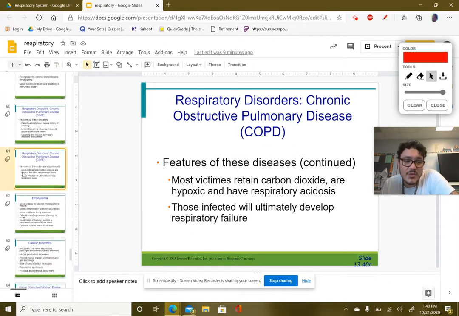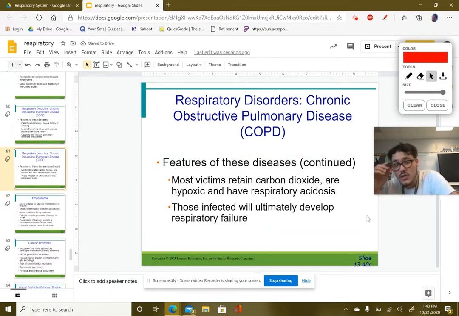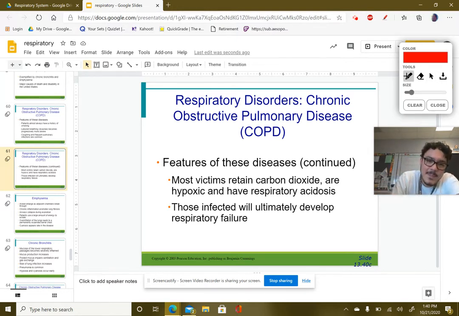Now, what's the end result of this? Victims of this disease, continued: most victims retain carbon dioxide, which I realize is a typo, so we might as well fix that on the fly. Most victims retain carbon dioxide, so they contain too much carbon dioxide in their blood. That can cause somebody to become hypoxic. Hypoxic is referring to a condition called hypoxia. Hypoxia is when you have low levels of oxygen in your blood.